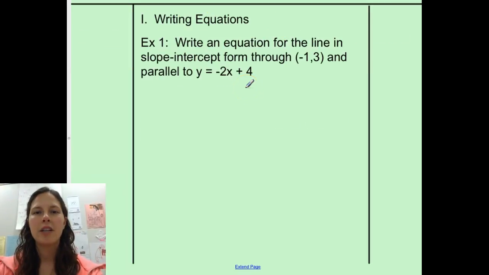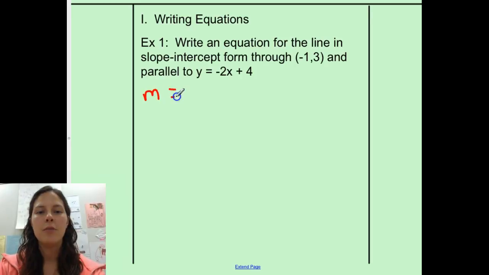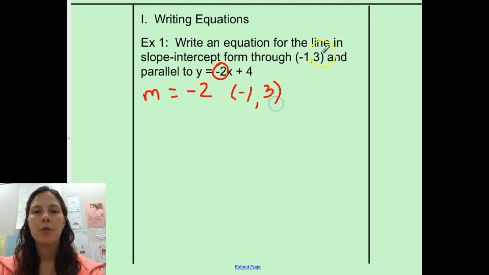Our first example, we are looking at writing an equation of a parallel line through a given point to a given equation. First thing I like to do is identify my slope. Parallel lines have the same slope, so we will take the slope from the given line. We're taking our ordered pair (1, 3). Given a point and a slope, it's easiest to start writing our equation in point-slope form.